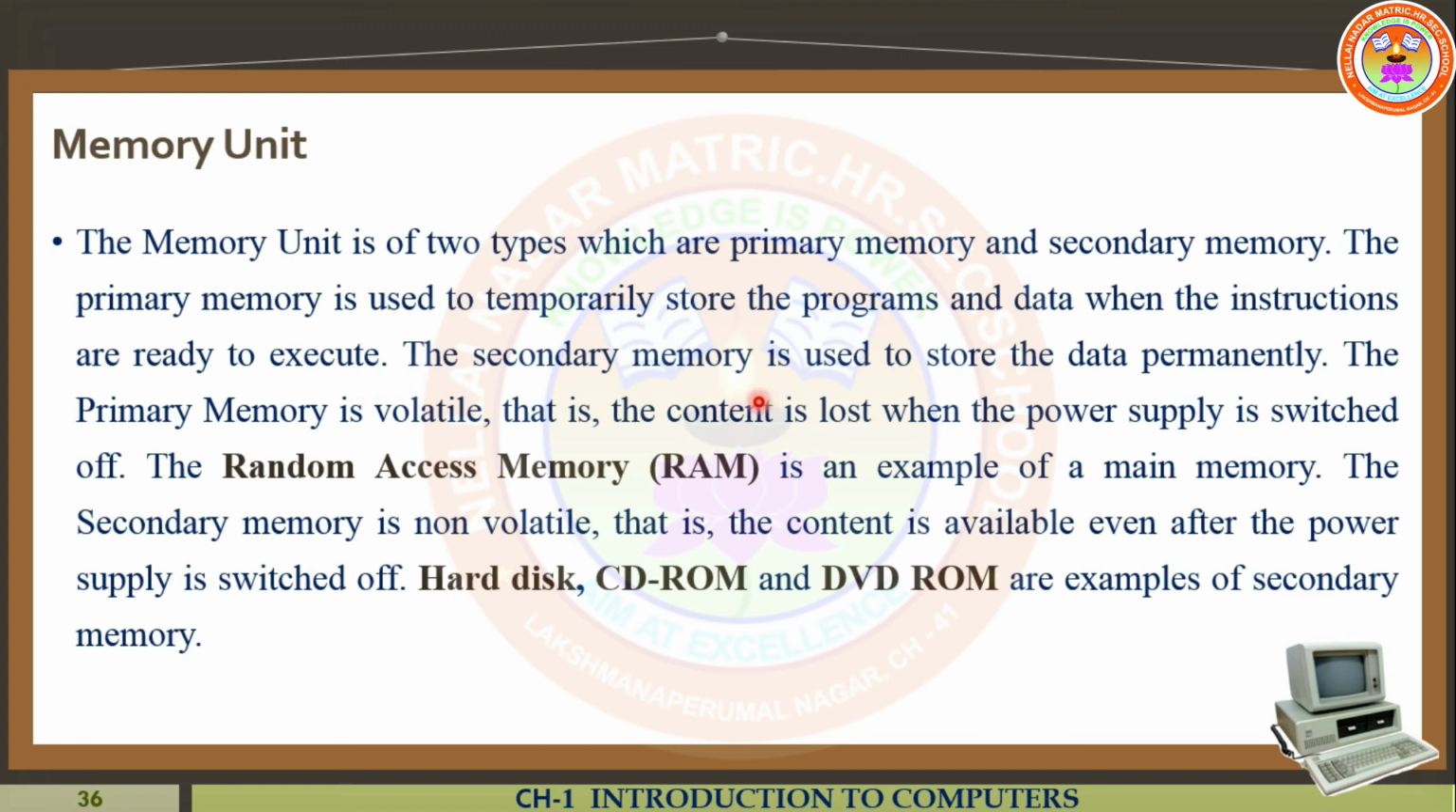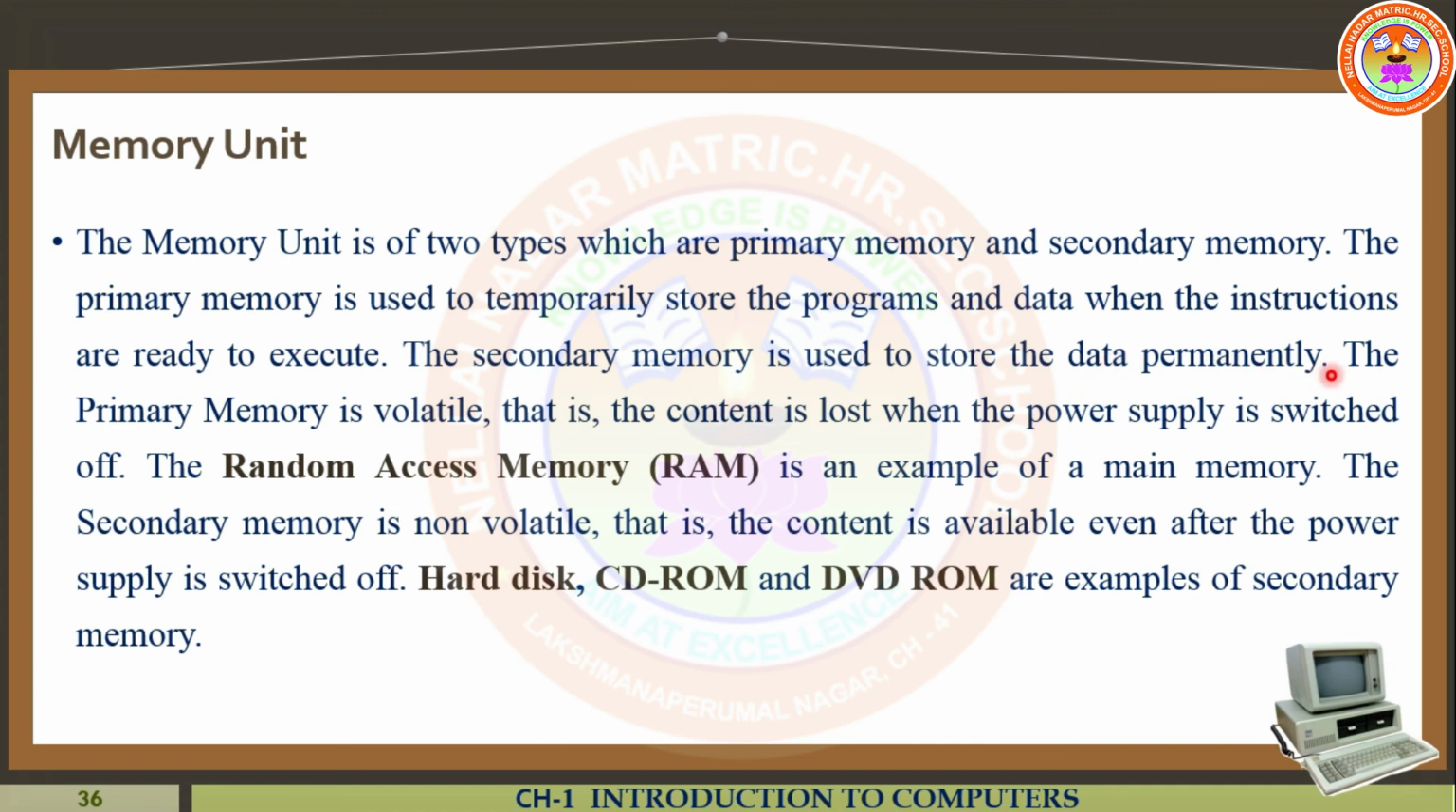The next thing is secondary memory. What does that mean? Secondary memory is used to store the data permanently. So what is the main difference between primary and secondary memory? Primary memory stores the data temporarily, but secondary memory is used to store the data permanently.